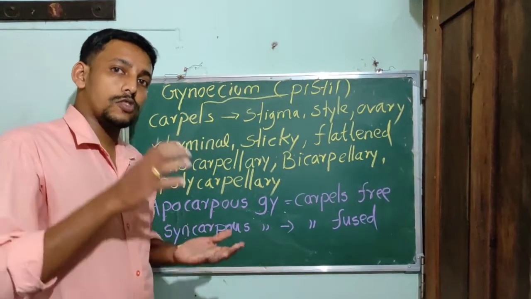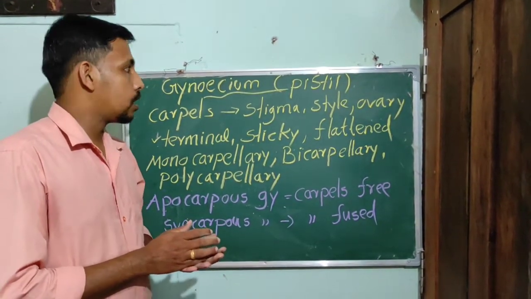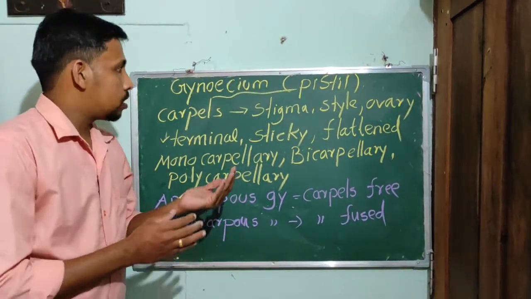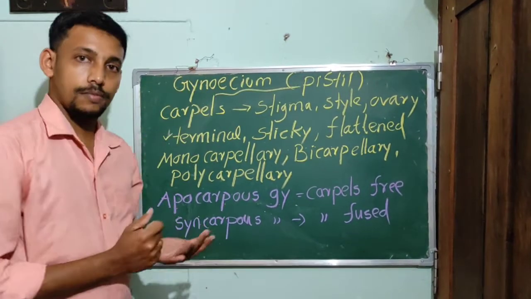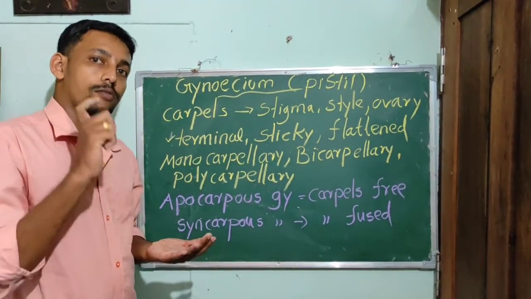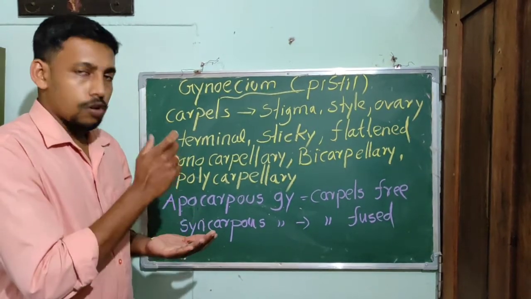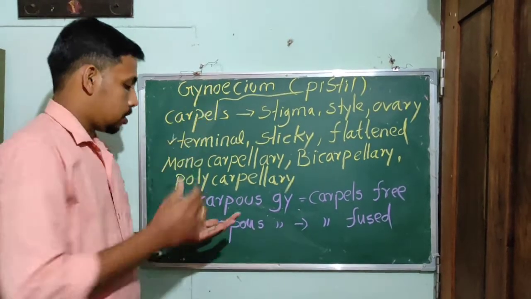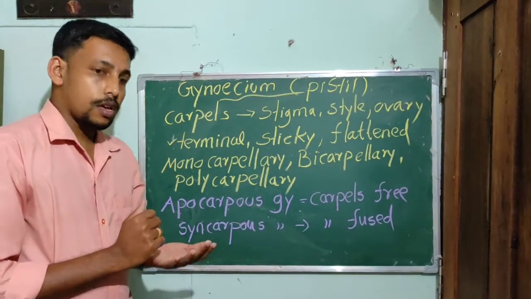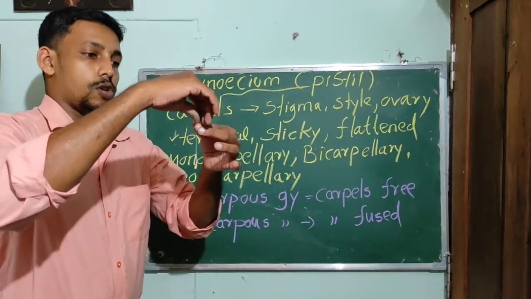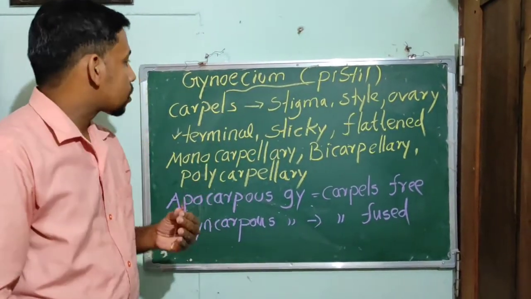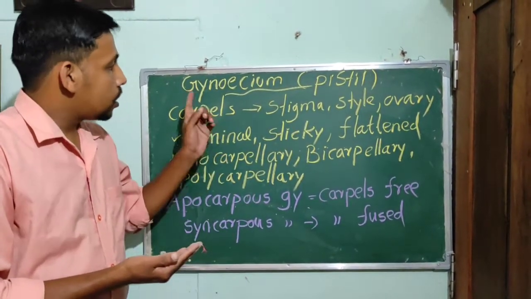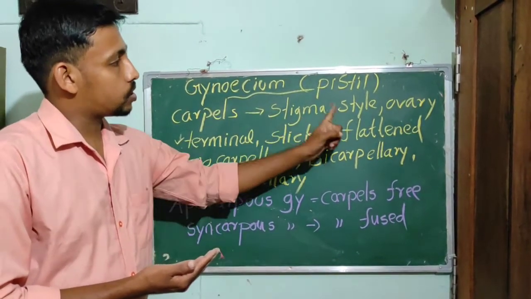Now let's go to the innermost whorl of the flower, which is the gynoecium or the pistil. This is the female reproductive part. The basic unit, the constituent part of the gynoecium, is known as the carpel. Here I am going to show you a carpel. Each carpel may consist of stigma, style and ovary.